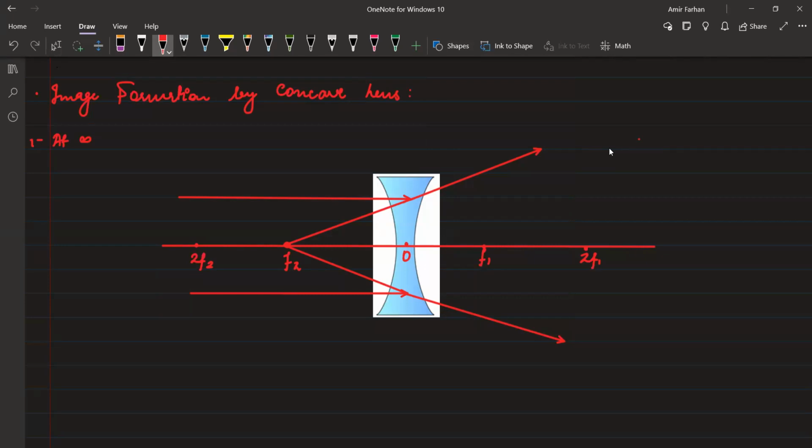So U is at infinity and V is forming at F1. Okay, nature would be virtual and direct. Sir, it's formed at F2, right? Okay, sorry, it's F2. So F2, virtual and direct, and size would be highly diminished.